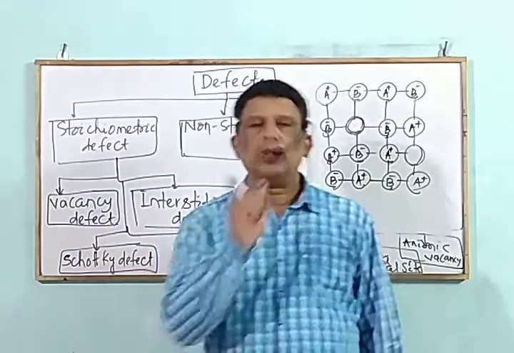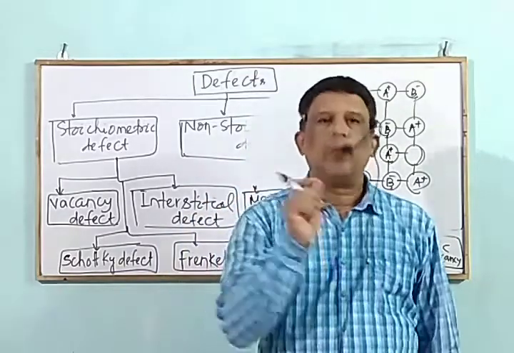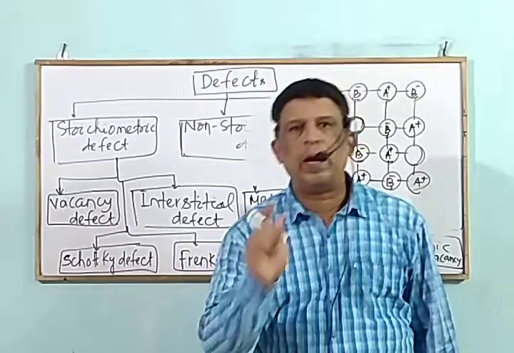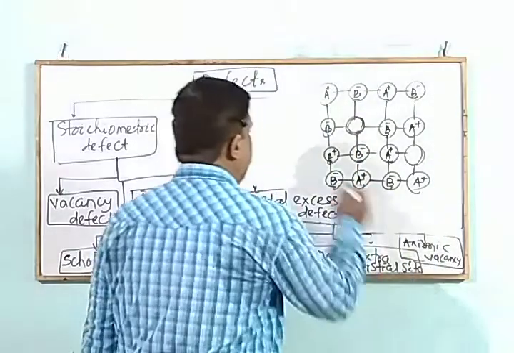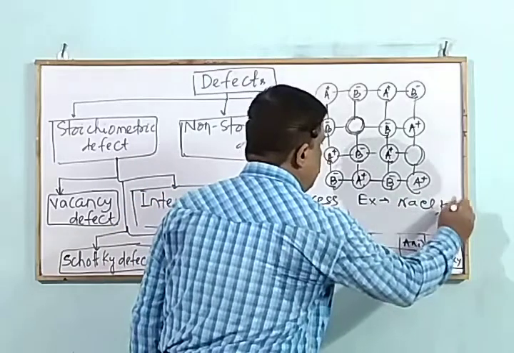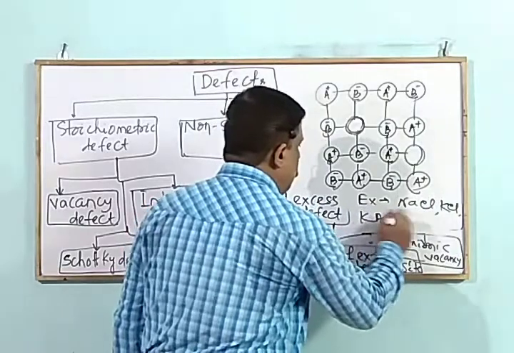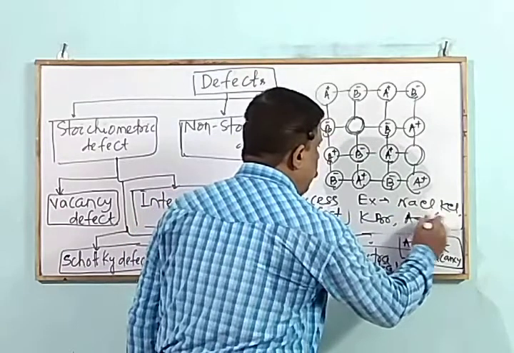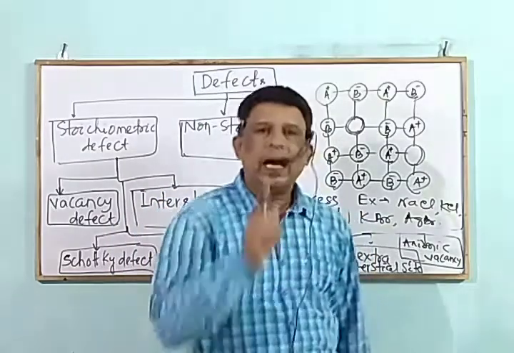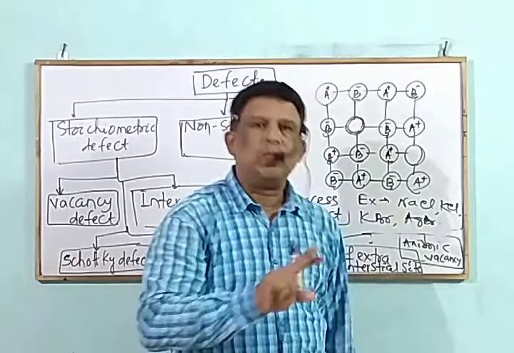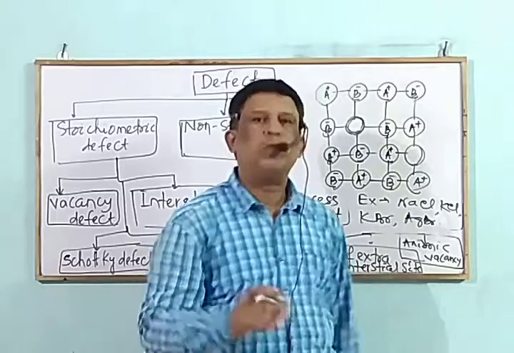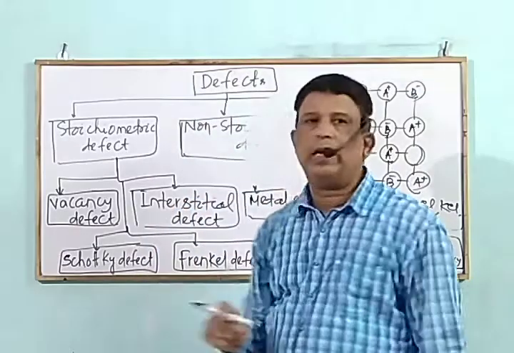Suitable examples: sodium chloride, potassium chloride, potassium bromide, silver bromide. Mark some examples. These are ionic crystals, ionic solids having high coordination number, and there is small difference between the size of the cation and anion. Move to the next one, that is Frankel defect.